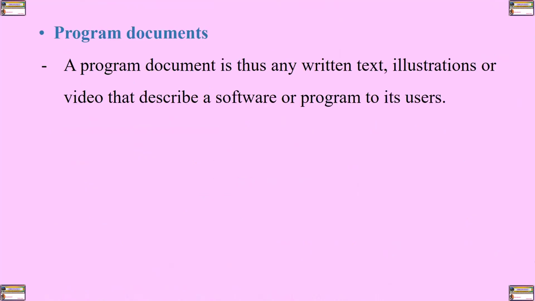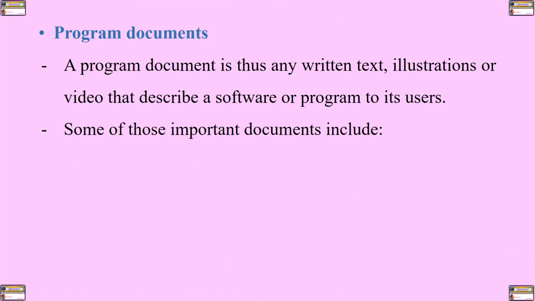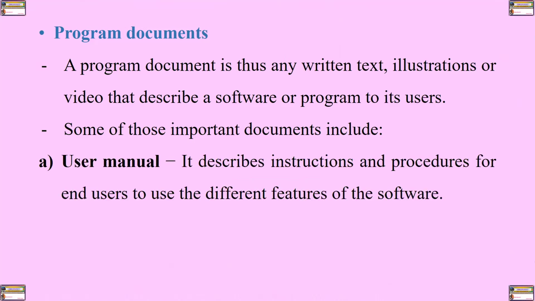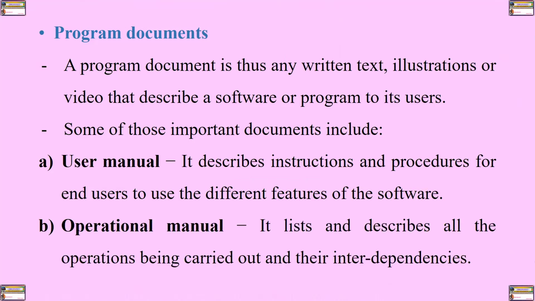What are some of the documents that you can prepare as part of documentation? A program document is any written text, illustration, or video that describes a software or a program to its users. Some of those important documents include the user manual. This manual describes instructions and procedures for end users to use the different features of the software. Number two is the operational manual.